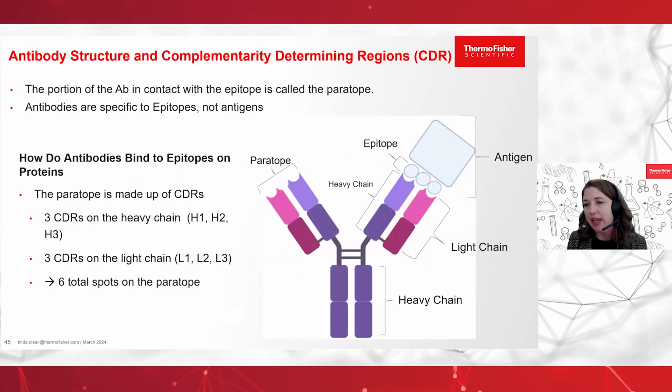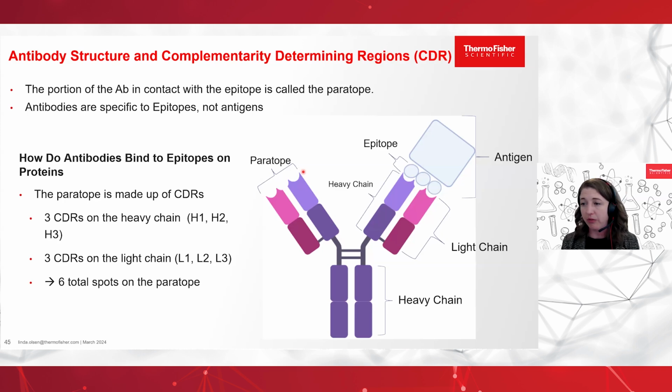So we have the epitope, which is part of the antigen that can interact with the antibody molecule. The part of the antibody that interacts with the epitope is called the paratope. There are three binding regions on the heavy chain and three binding regions on the light chain. So there are six total spots on the paratope.